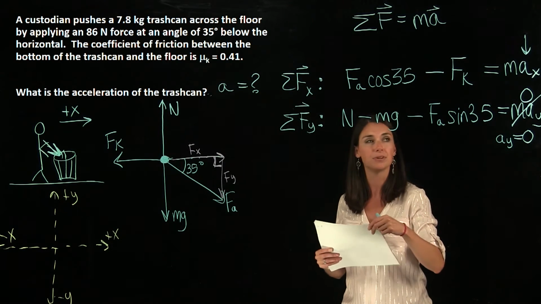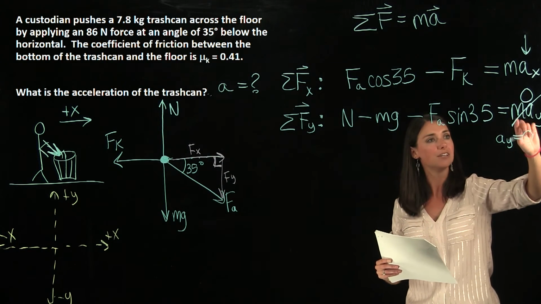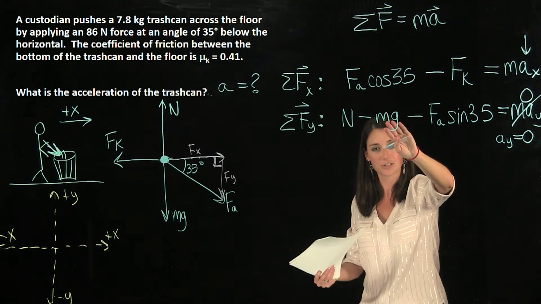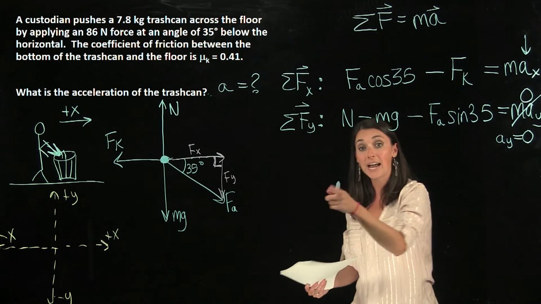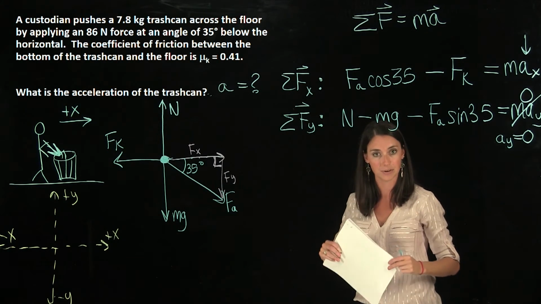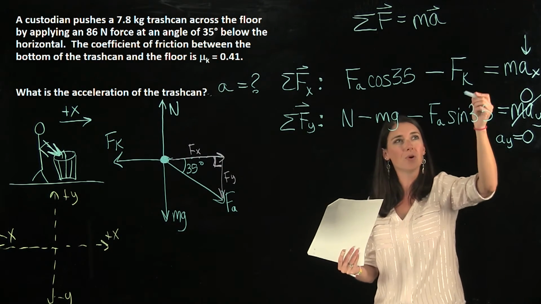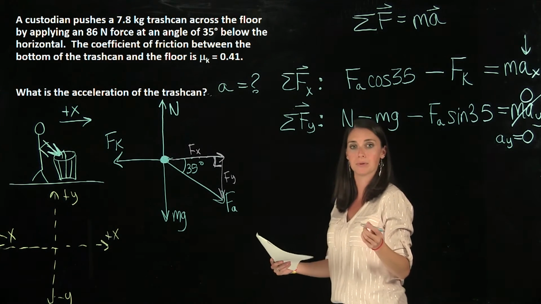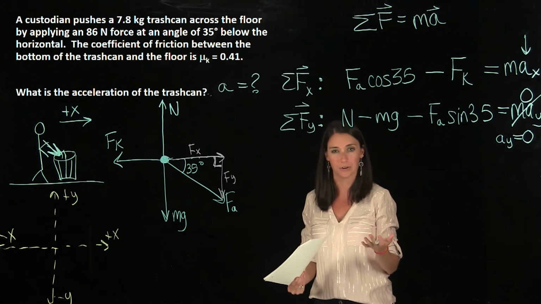If I think about my numbers here, I know the mass of the trash can. So these m's are eventually going to be something that I know. So we essentially know the weight of the trash can. The applied force of 86 newtons is going to be a known variable that's given to us. However, we're not really told what the frictional force is. It doesn't say anywhere in the problem that the frictional force is some particular number.